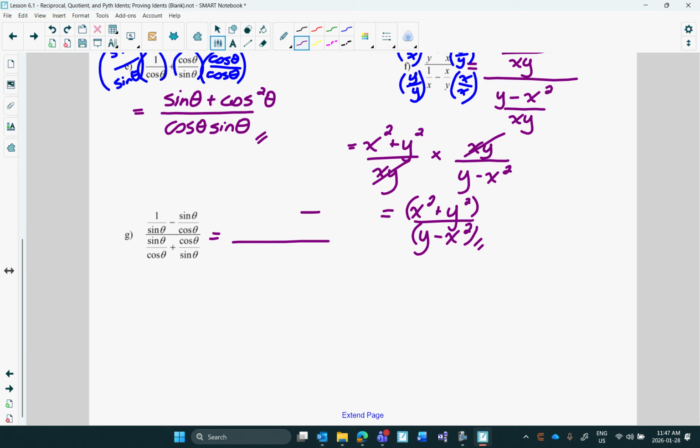Okay, what's the lowest common denominator up top? Sine theta, cos theta.